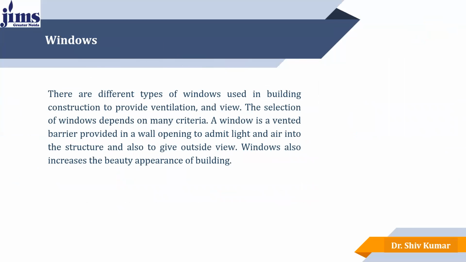Now come to the windows part. The window is also an opening in the wall that allows light and also air into the structure, and also gives the outside view if the window is glazed. Windows also increase the beauty and appearance of the building. There are different kinds of windows which are nowadays used in building construction to provide ventilation as well as the view.